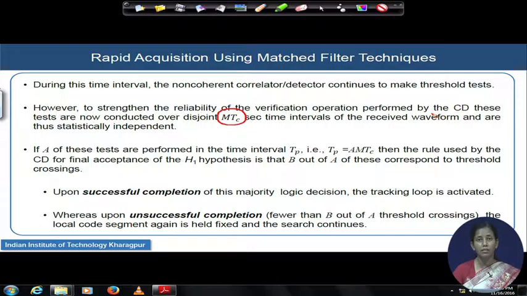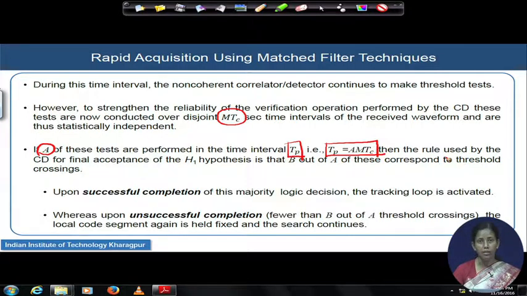And how does this CD work? Suppose we perform A of these tests over the time interval TP. TP is basically M times TC, and we run the test A times. So A times M times TC will be the time given by the observation interval.